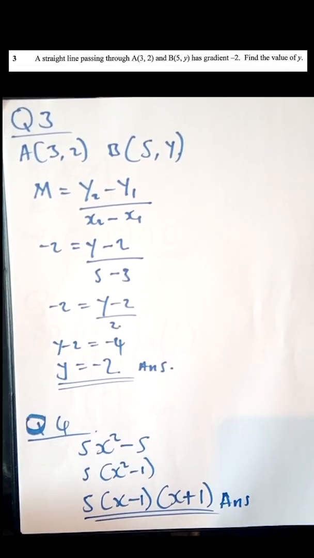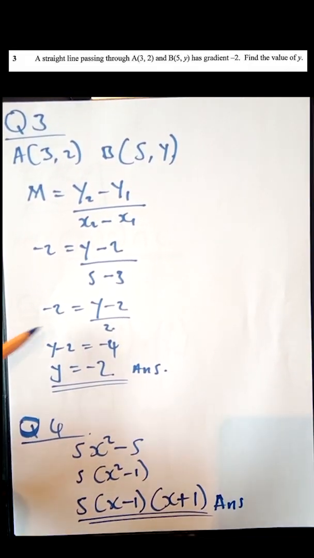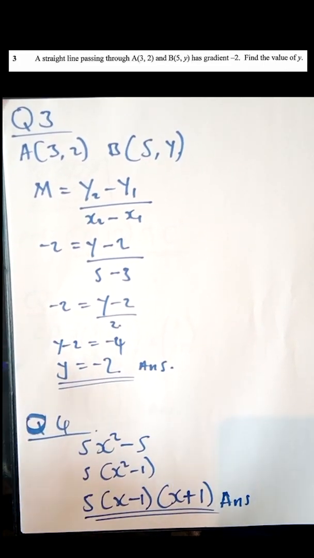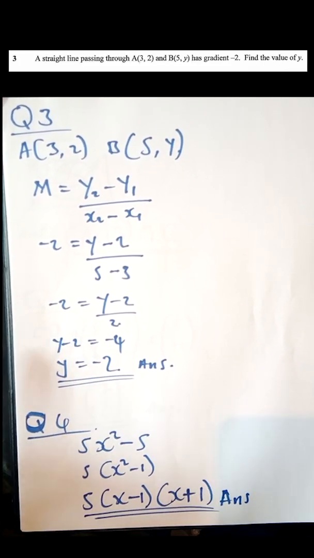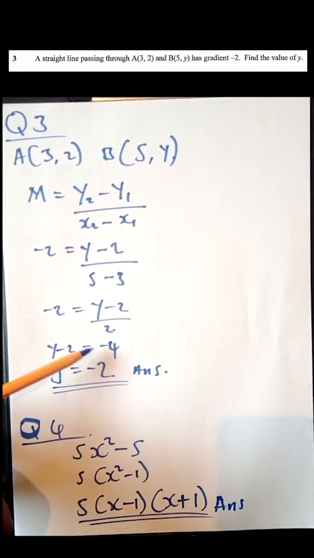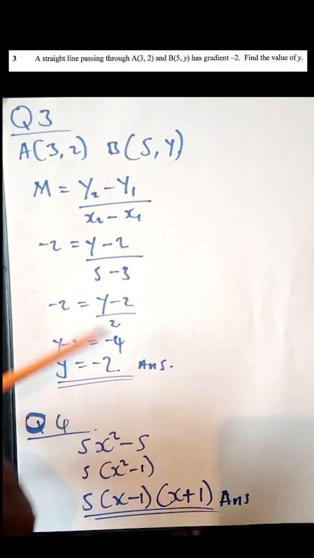It's actually 2. From here, we simply cross multiply. Y minus 2, you multiply it by 1 there. You're going to get y minus 2, which is equal to 2 multiplied by negative 4. You are getting 2 multiplied by negative 2, sorry. You are getting a negative 4.